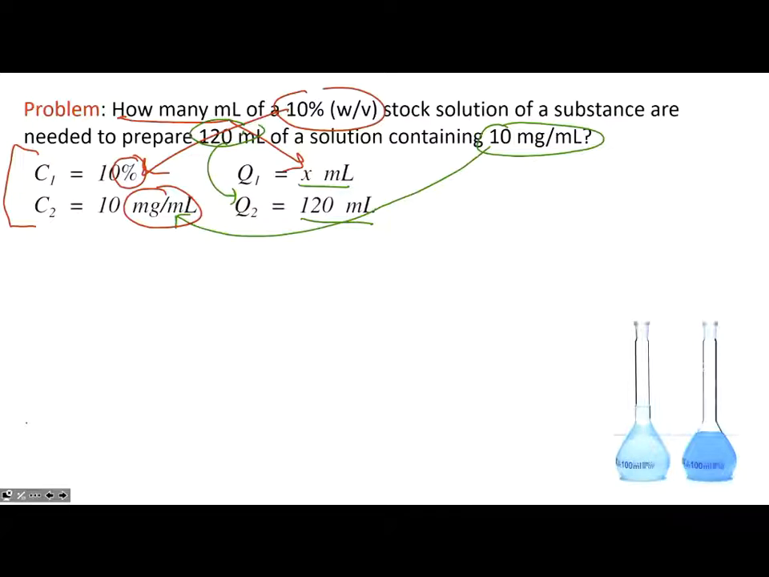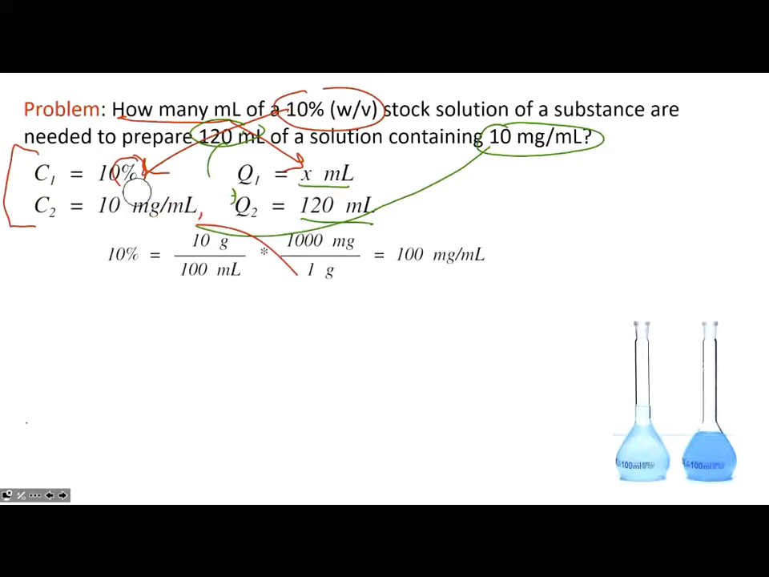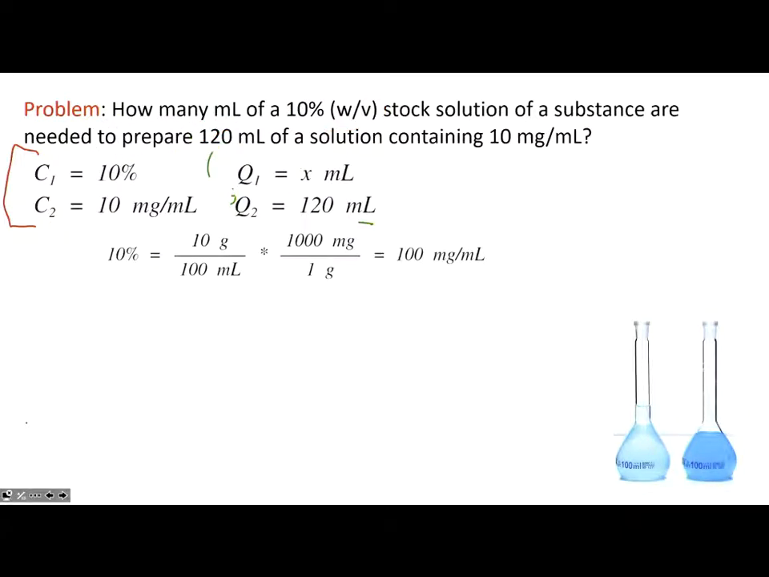You can either change 10% into milligrams per mil, or you can change 10 milligrams per mil into percent. It does not matter, but it needs to be in the same units. So what I chose to do is convert the 10% into milligrams per milliliter, just so that we have the same units, okay?